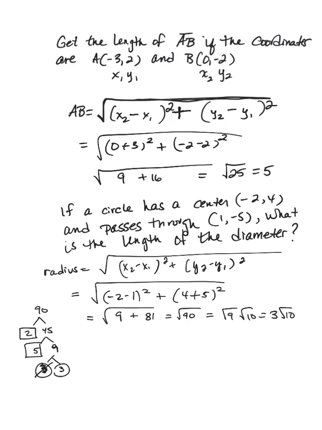Now, I never answered the question, though, because I need to find the diameter. So to find the diameter, you need to take the radius and multiply it by 2. When you multiply this by 2, you only multiply the 3 by the 2. So you get 6 rad 10.